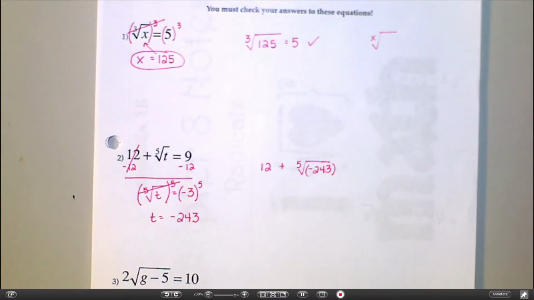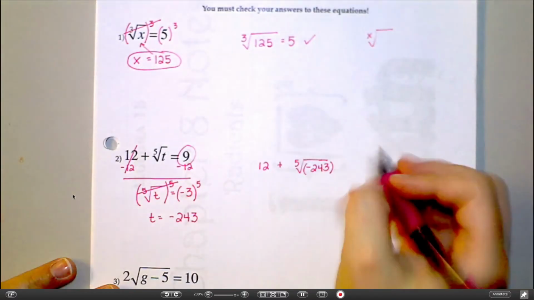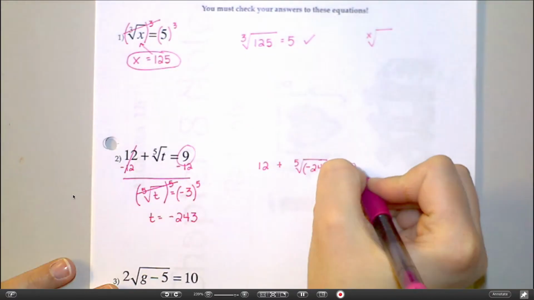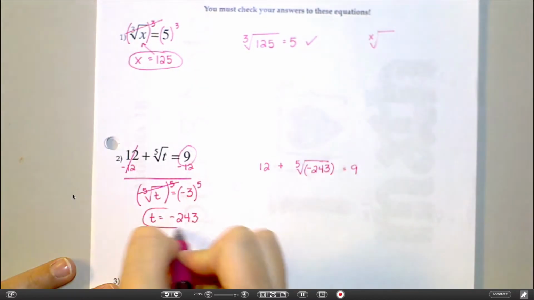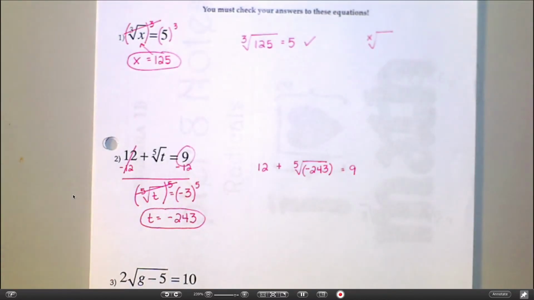What'd you get? You got 9? That's what we were supposed to get. Okay. So it does indeed equal 9. So that means this is a correct answer. I hope I put one in here that was extraneous.